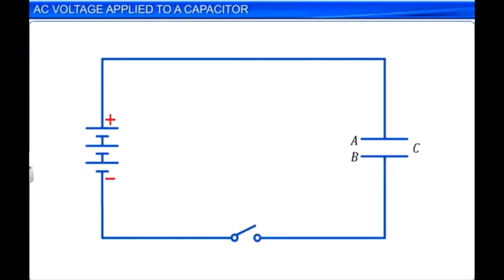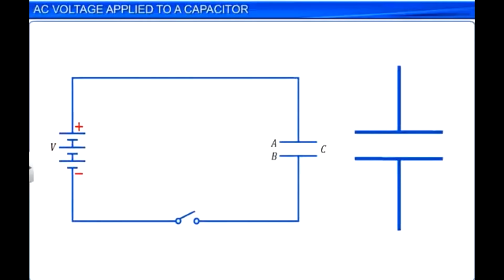Let us understand what happens when a capacitor of capacitance C is connected to a DC voltage source of potential difference V. When the key is closed, the capacitor gradually builds up charge as current passes through it. If the charge on it at this instant is Q, then the potential difference across its plates in the steady state is V equals Q by C.